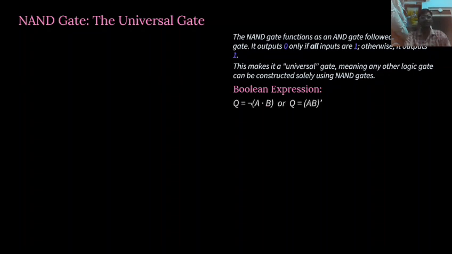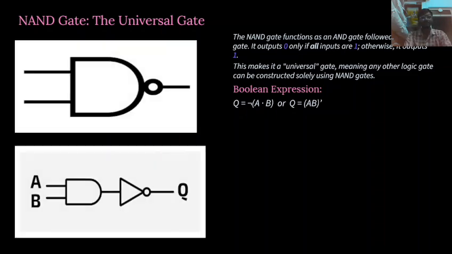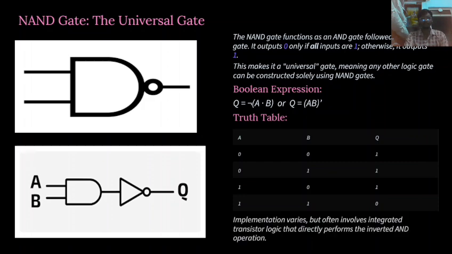Boolean expression for the NAND gate: Q is equal to the complement of A into B. These two are the symbols for the NAND gate. Here you see an AND gate and a NOT gate combined to give the NAND gate. Truth table: 0, 0 gives 1; 0, 1 gives 1; 1, 0 gives 1; 1, 1 gives 0. If both inputs are high, the output will be low. If any one of the inputs is low, the output is high in the NAND gate.